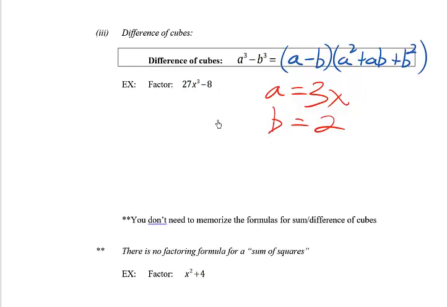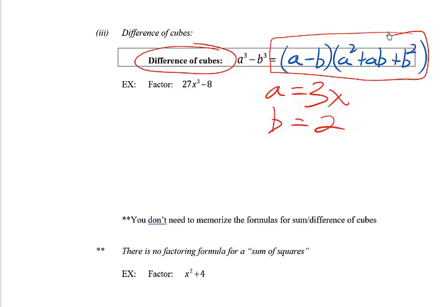Now, here's the great thing. We've just realized, hey, it fits this pattern, this one right here, the difference of cubes. Minus sign in the middle, 2 perfect cubes on either side. Well, there's not really much work to be done at this point. You just need to fill in to this factoring formula. So in order to factor this guy, I'm going to have a binomial. In the binomial, I write a minus b. Well, my a is 3x, my b is 2.